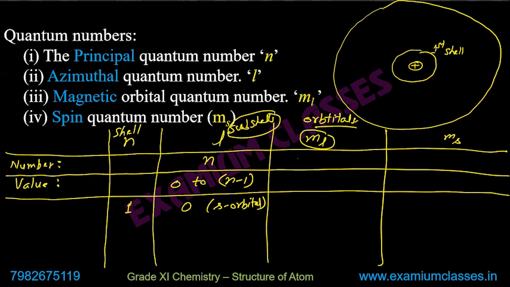The value will be from minus L to plus L. If you count from minus L to plus L, suppose I say minus 2 to plus 2, it will be minus 2, minus 1, 0, plus 1, plus 2. I think probably I had written 2L minus 1 there. It will be 2L plus 1. Always the number of orbitals will be 2L plus 1 and the values will be from minus L to plus L.